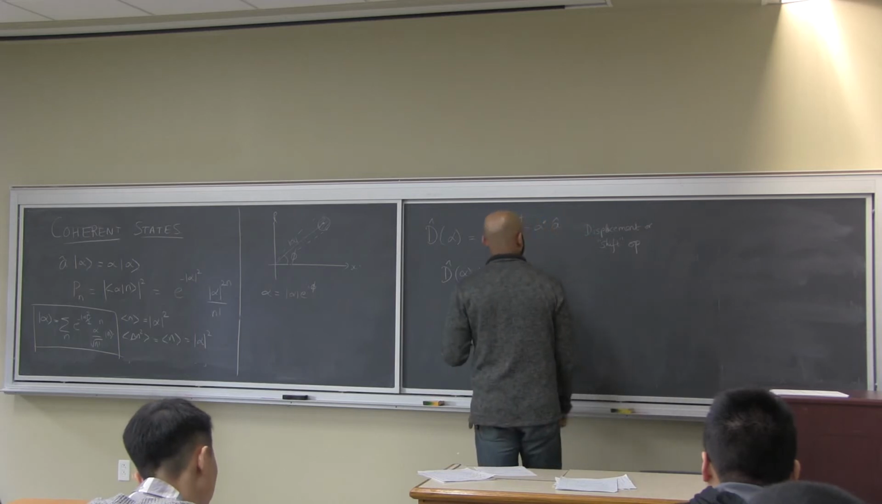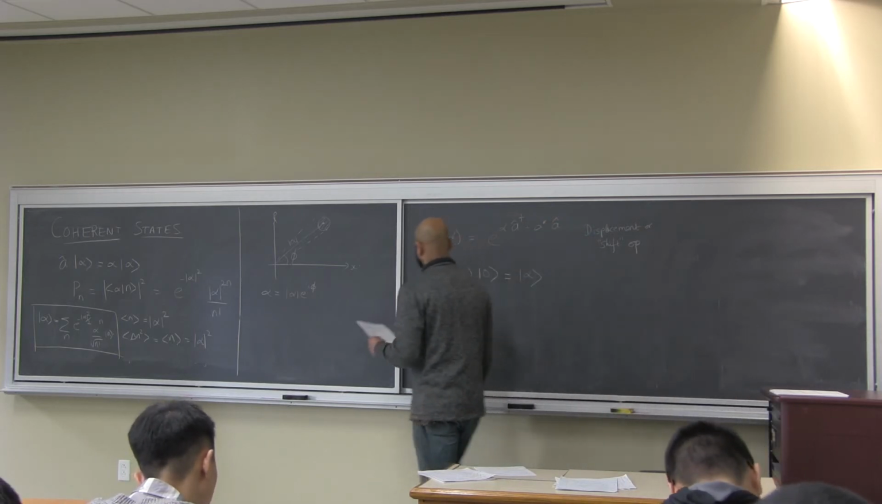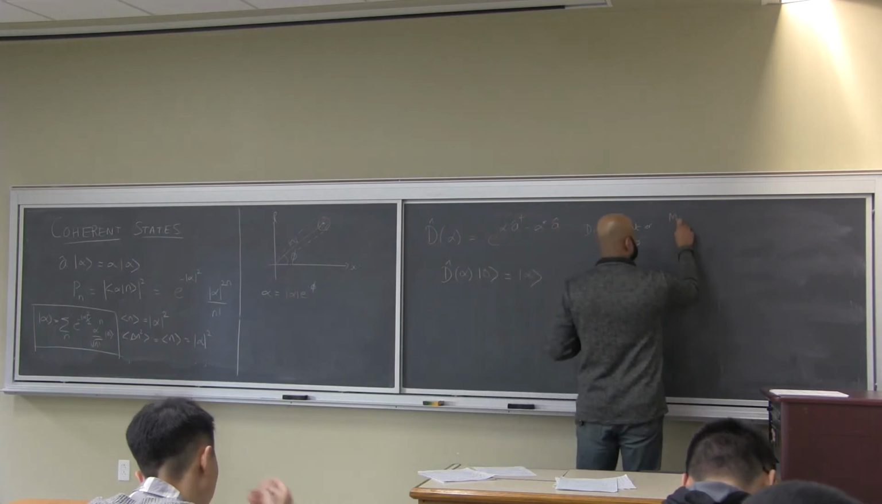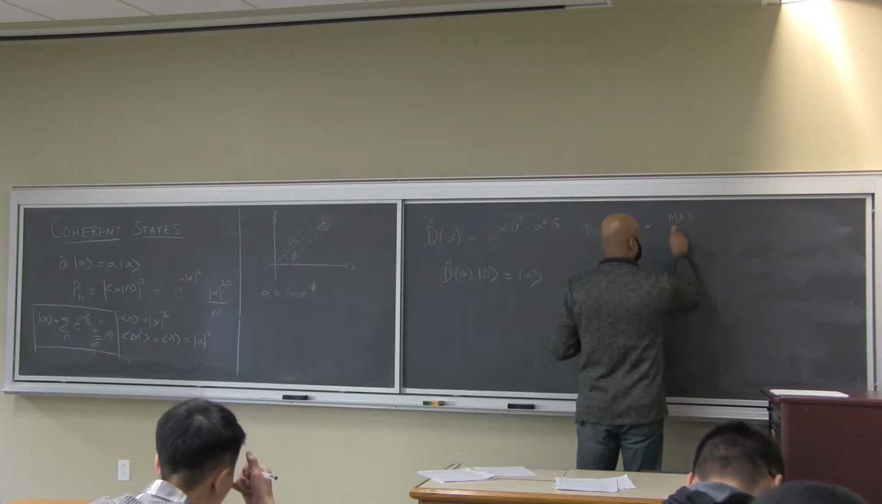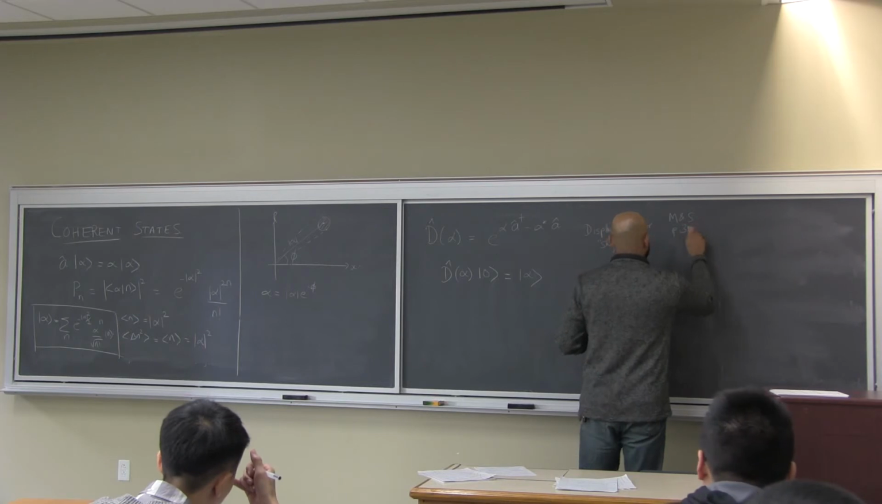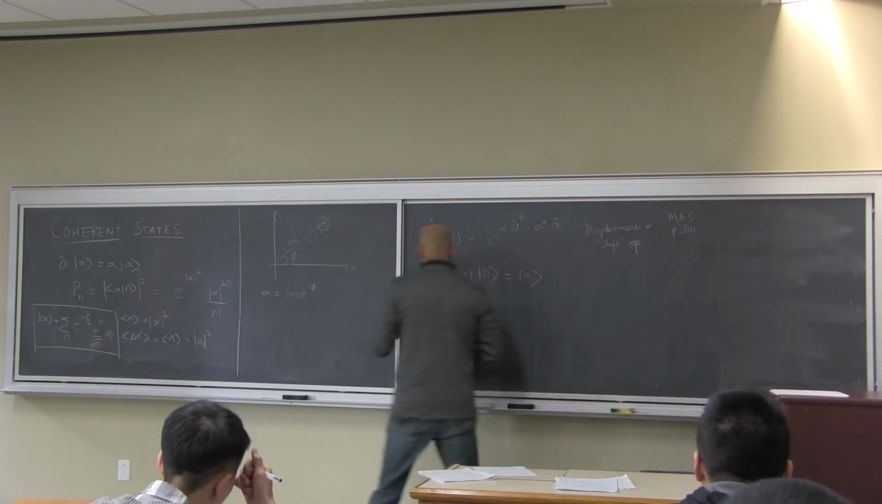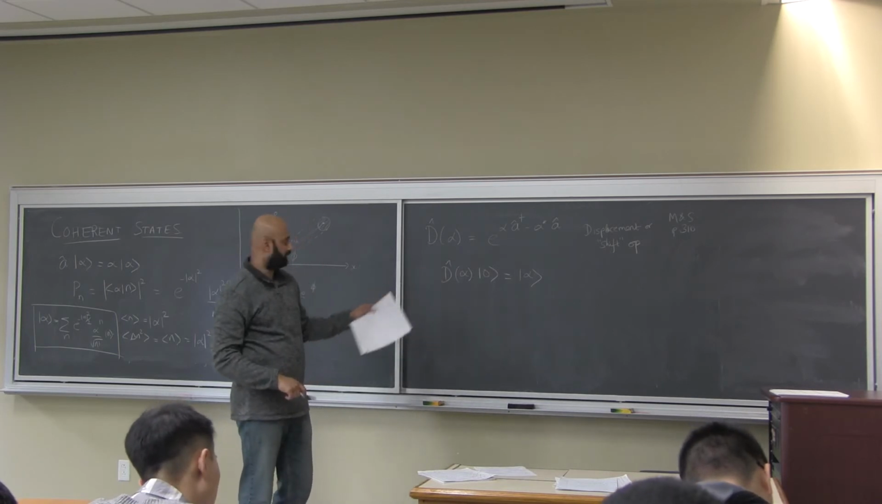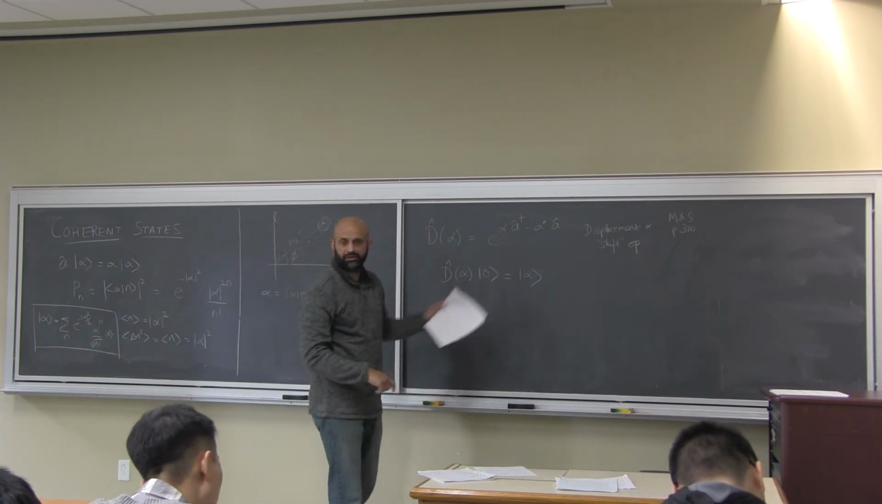Okay, and if you want more details, you can look at Meister and Sargent or any other book like Scully, page 310. There's more details. So I'll just quickly go through a proof that in fact this is true. Okay, that D of alpha acting on the state 0 equals alpha.